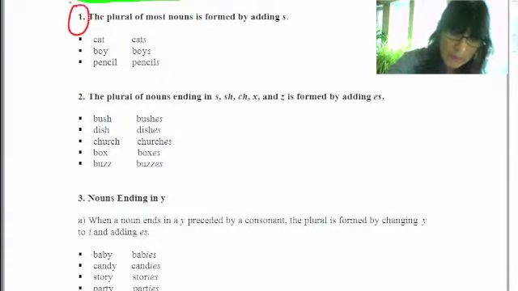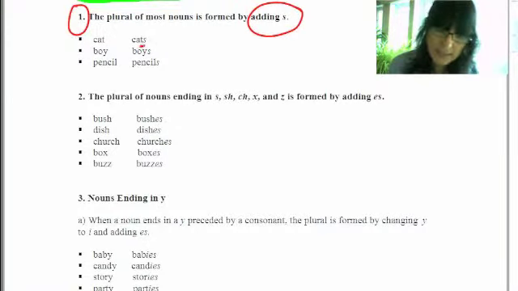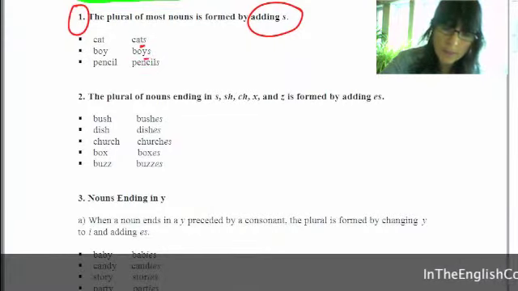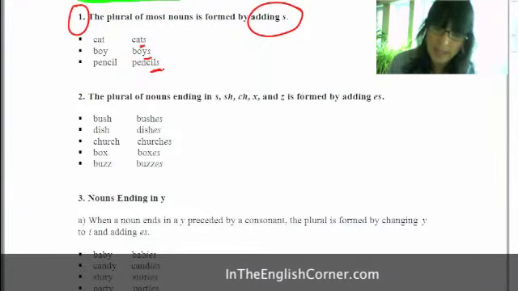The first rule that I would like to point out is that the plural of most nouns is formed simply by adding an S. Cat becomes cats, you just add the S. Boy, boys, and pencil, pencils. So simply add the S.